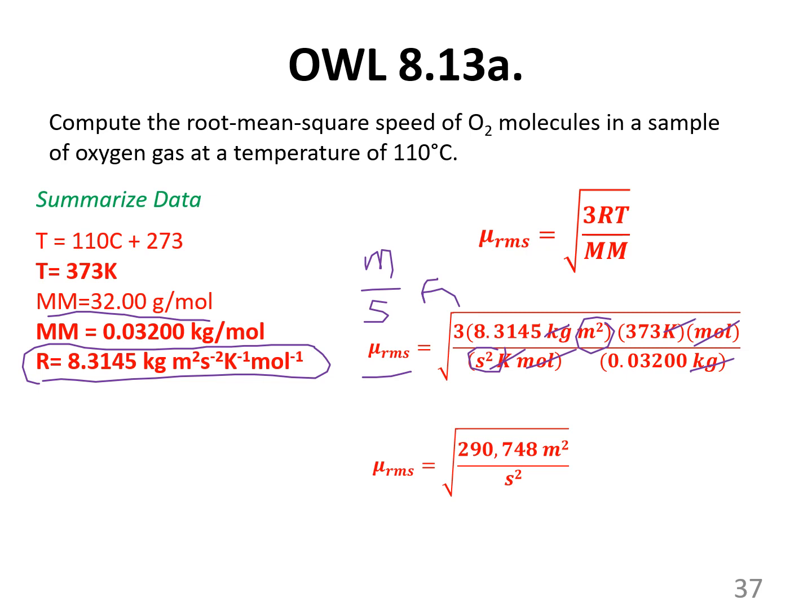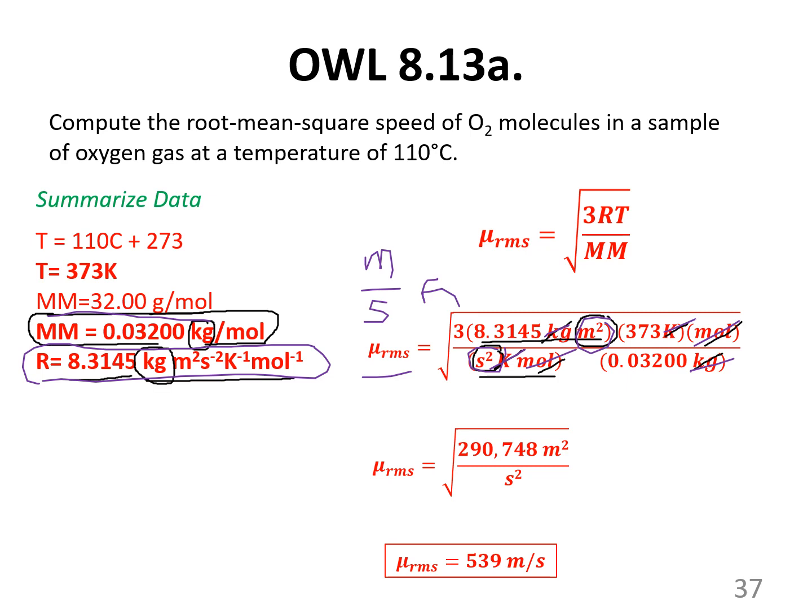And what we do is we put all the numbers together under the square root, then we take the square root, and we get 539 meters per second. That's usually the ballpark of where these root mean square velocities will be, somewhere between a couple hundred and 1,000 meters per second. When you think about it, a meter is roughly the size of a yardstick. That's quite a distance that a gas molecule is traveling in 1 second.